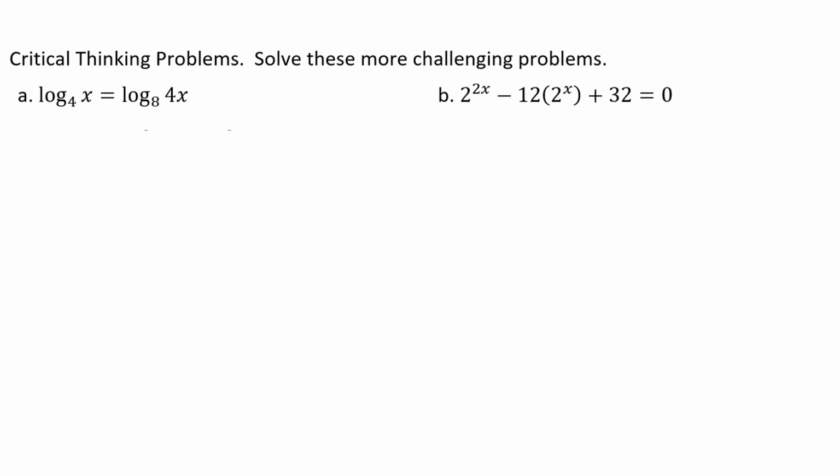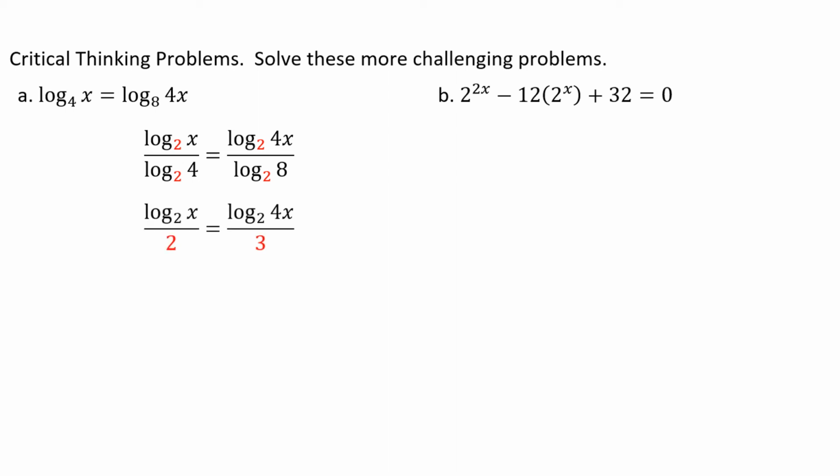But if you notice that 4 and 8 are both multiples of 2, we could raise 2 to the second power or 2 to the third power and come to 4 and 8. Why don't we change the base on both sides, but make it a base 2? So the log base 2 of x over the log base 2 of 4 equals the log base 2 of 4x over the log base 2 of 8. Does that simplify anything? Does that help us? It doesn't help the numerators very much, but in the denominator, we can say that the log base 2 of 4 is equal to 2, and the log base 2 of 8 is equal to 3.